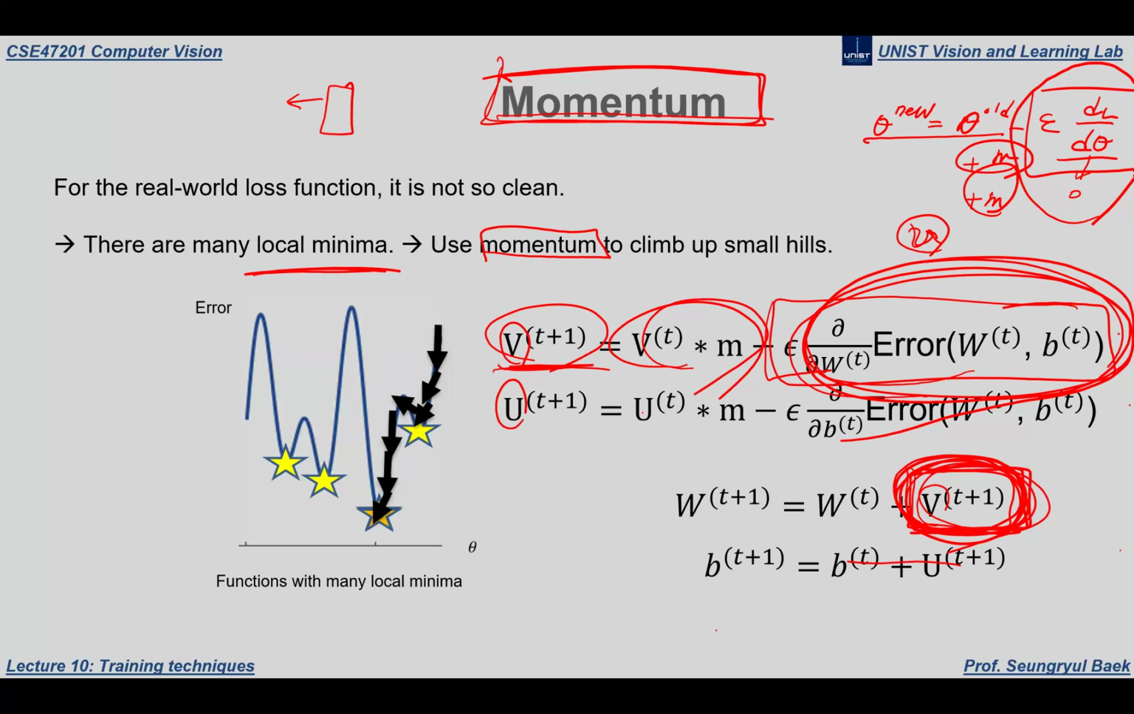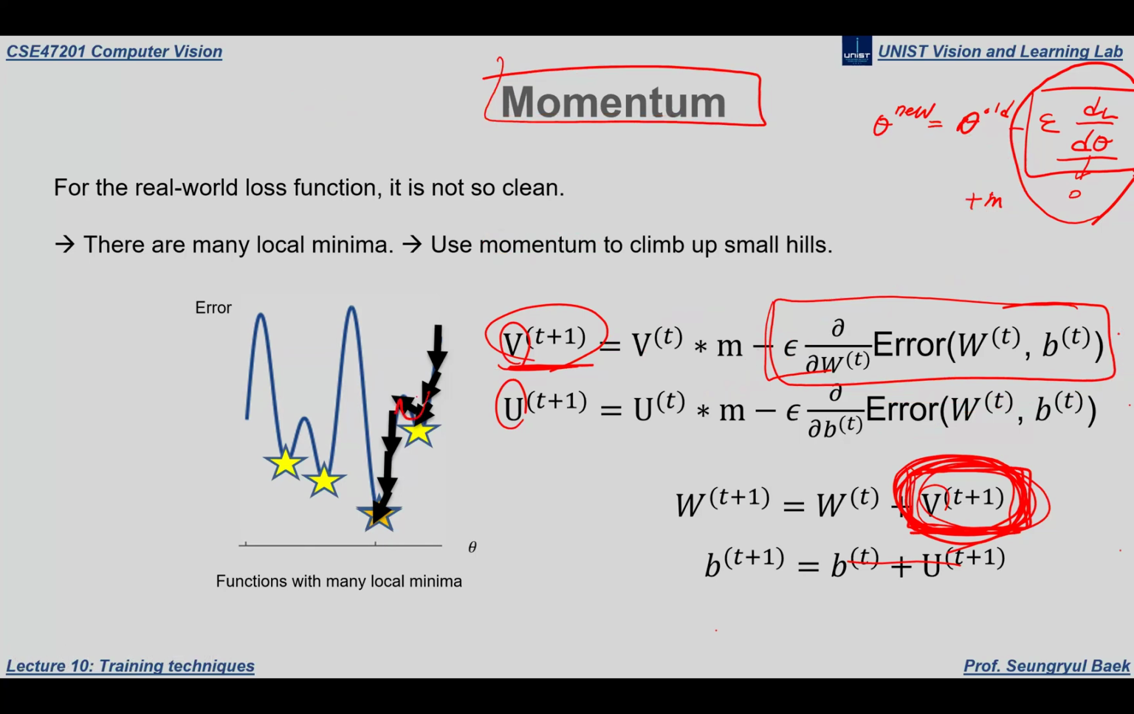Are you guys understanding this? So these types of small hills, they can climb up using this momentum and keep going in this way, and eventually they have a high probability to reach the global minima. Okay, are you guys understanding this?